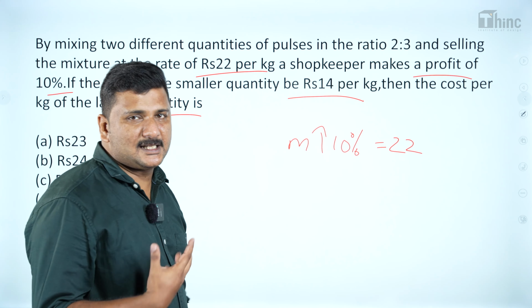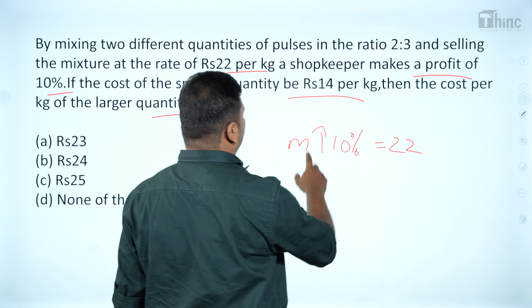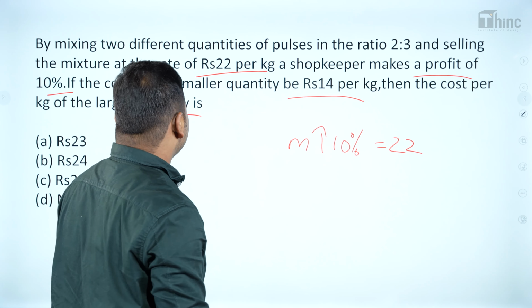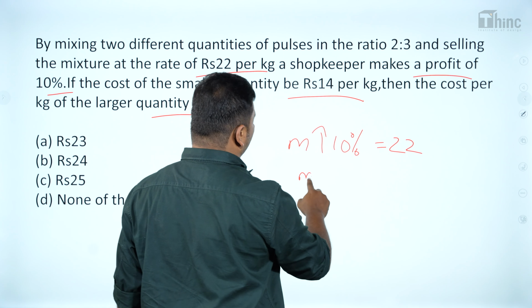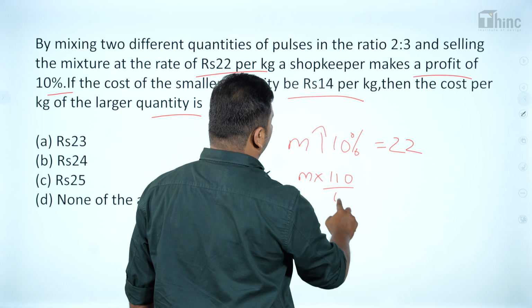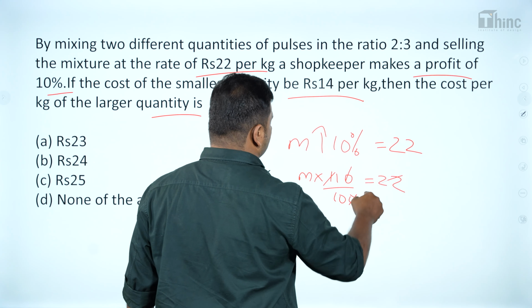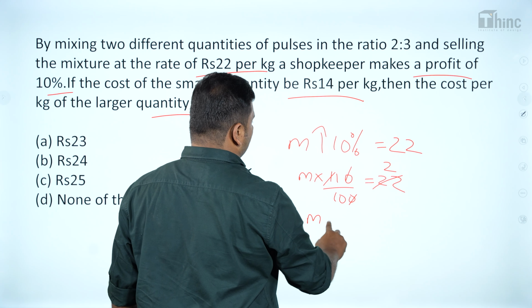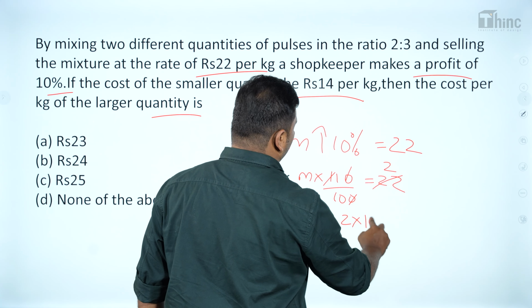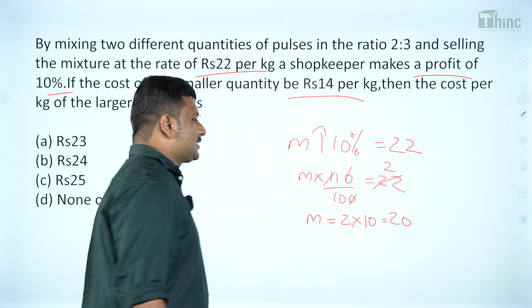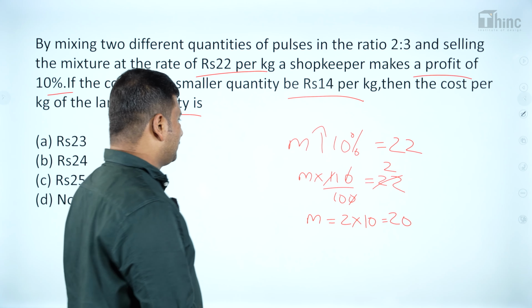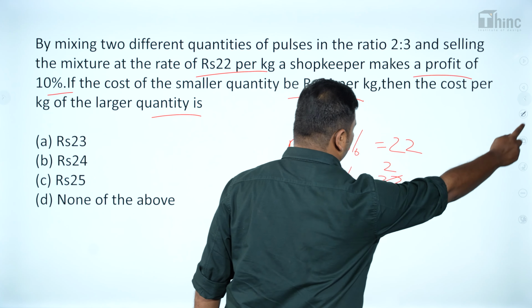So mixture price increased by 10% is 22, right? Because he makes a profit of 10% by selling it at 22. So M into 110 by 100 equals 22. So now we can cancel these two. So this is nothing but 2. So the mixture price is 2 into 10, which is nothing but 20. So this is going to be the mixture price. So we got the mixture price. So let's keep the mixture price aside.